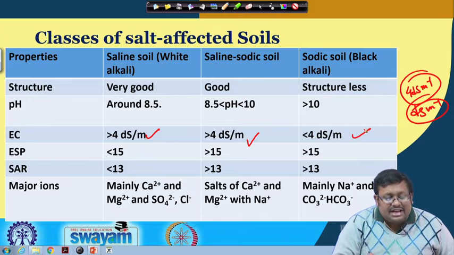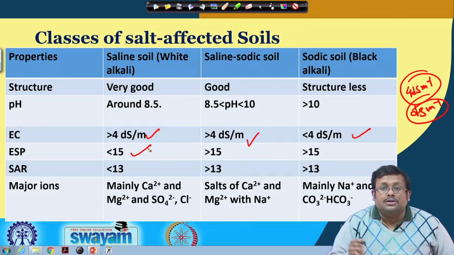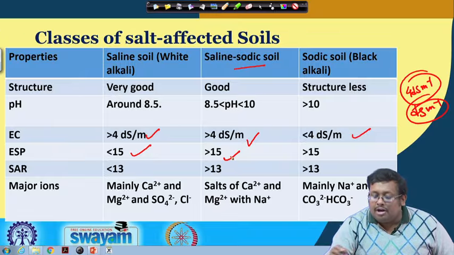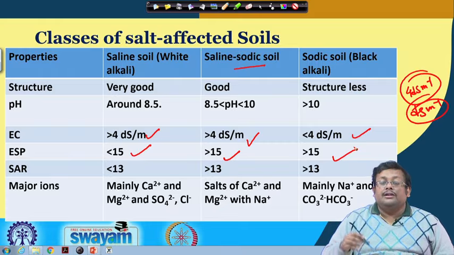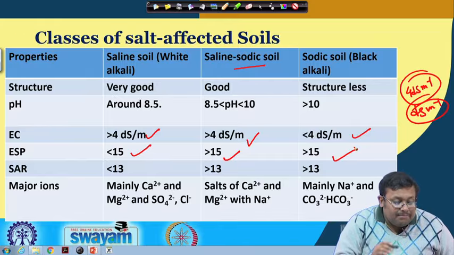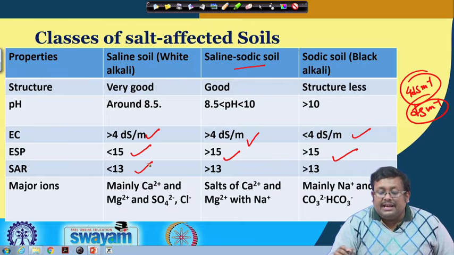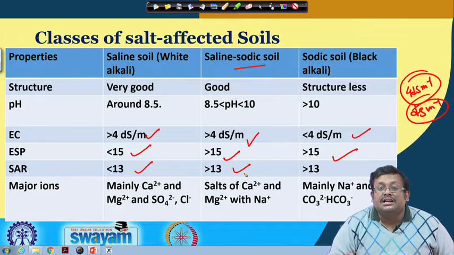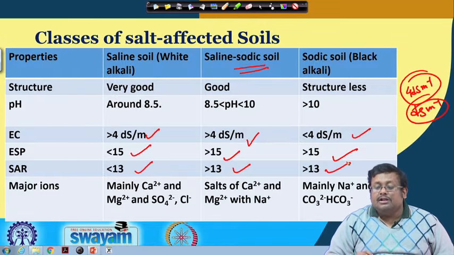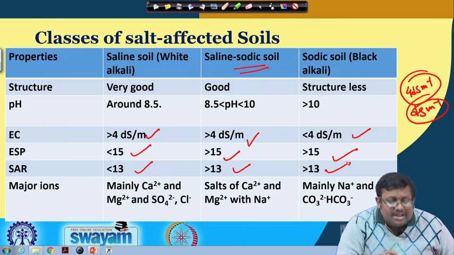In case of saline soil, it is not sodic, so the ESP is less than 15. In case of saline sodic soil, since the term sodic is there, the ESP will be greater than 15, and in case of sodic soil there will also be higher ESP, greater than 15. The SAR in case of saline soil is less than 13, and in case of saline sodic soil it is greater than 13, because the sodic term is there, and in case of sodic soil it will also be greater than 13.